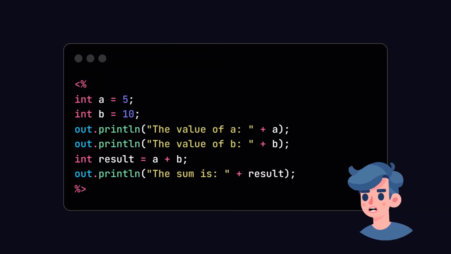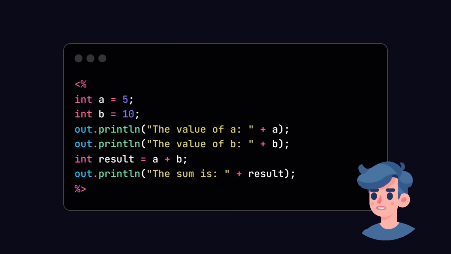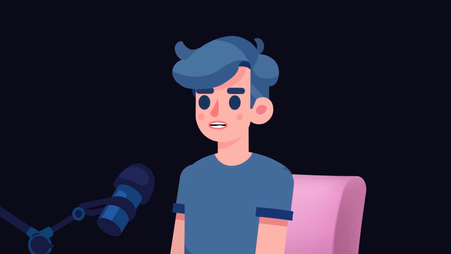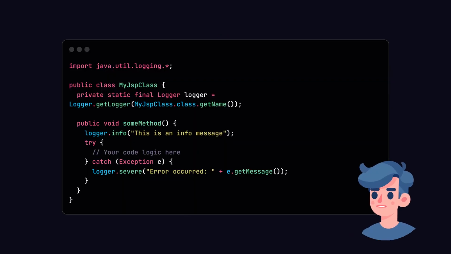If you're not using an IDE, you can still debug by inserting expressions for debugging into your JSP. Use the out.println method to print out variable values. This method is a straightforward approach, but be cautious, as it can clutter your JSP with debug messages and may expose sensitive information. Another powerful tool is logging.